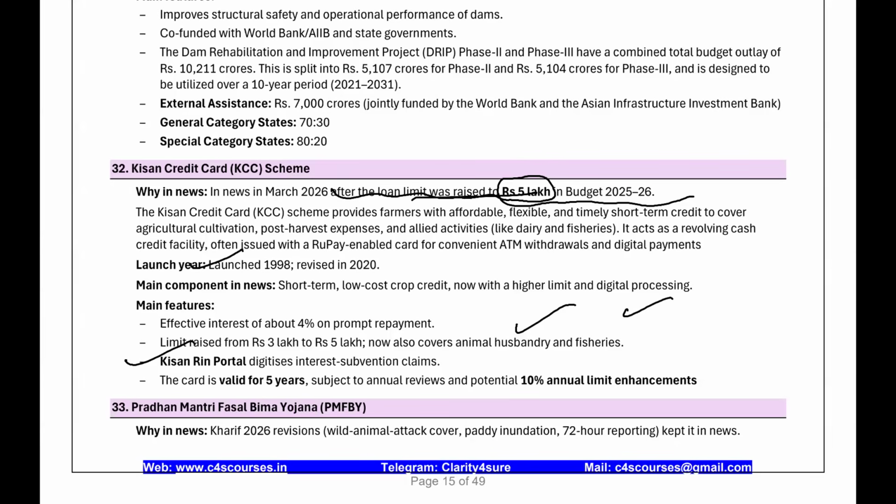The Kisan Rin Portal digitizes interest subvention claims. Understood? The card is valid for 5 years. Remember, what is the maturity?